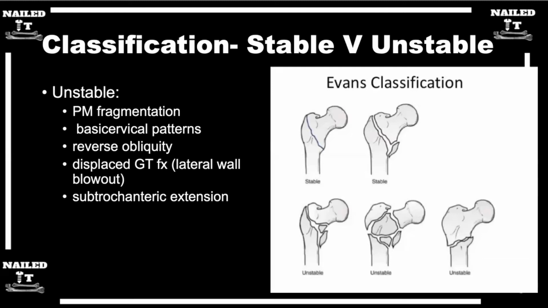So all the things you have here, really that comminution of the posterior medial calcar is a huge marker of instability. Reverse obliquity patterns, the displaced greater trochanter, which can sometimes go along with the reverse obliquity pattern, and then the subtroch extension. You really hit all the high points. That classic teaching of when you're just trying to choose your fixation strategy, if the lateral wall is not intact, you may need a certain fixation strategy, and then if the posterior medial calcar is not intact, you're dealing with a less stable fracture.